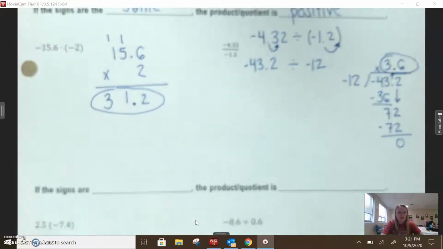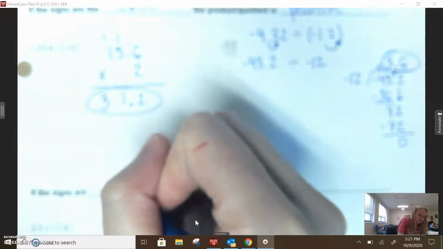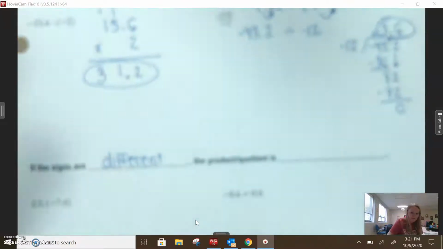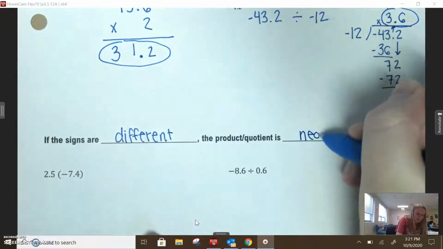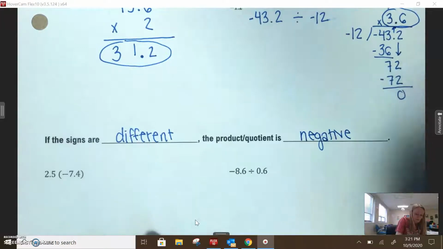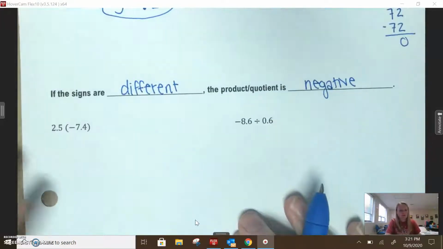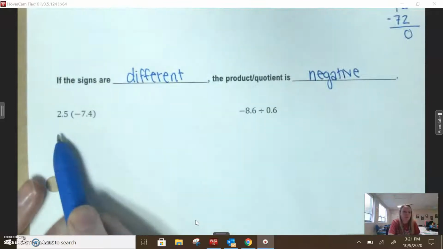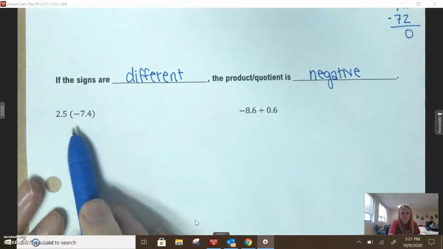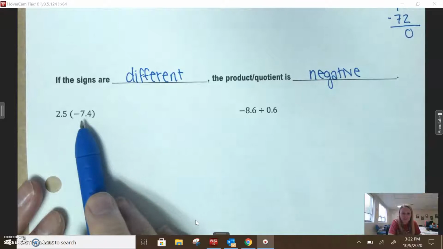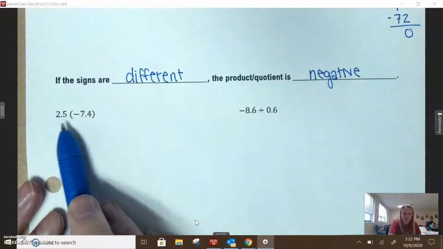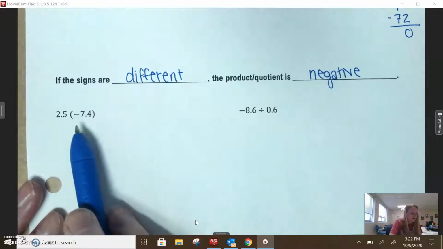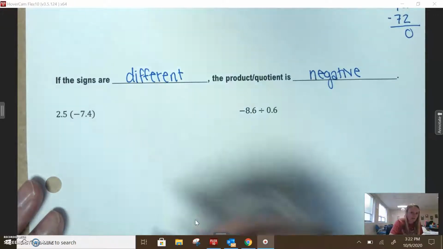So now let's look at a couple problems where the signs are different. So different meaning I have one positive, one negative. That means my product or quotient is going to be negative. If I have one of each, my answer will be negative. So if you look at this problem, several of my students here at school just wanted to subtract here. If you see a number next to a parentheses, that means we're going to multiply. So 2.5 times negative 7.4.